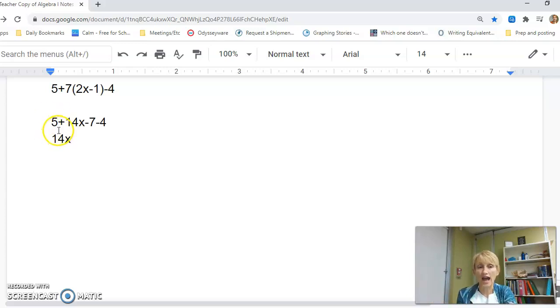And then we have a 5, negative 7, and negative 4. So I can think of that negative being attached to that 7 and attached to that 4. So 5 and negative 7 would be negative 2, and then negative 2 and negative 4 make negative 6. So 14x minus 6, or 14x plus negative 6. Keep in mind, you could see that answer written like this.